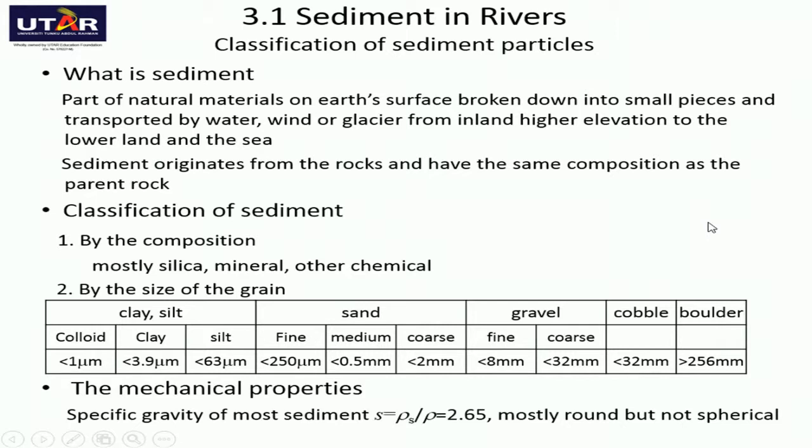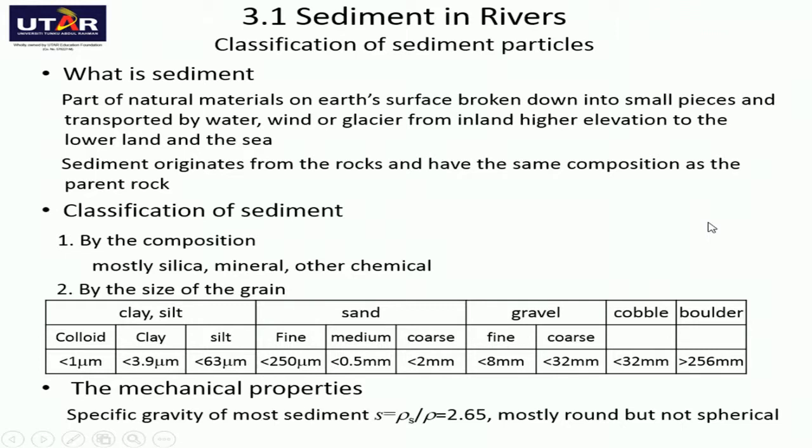The mechanical properties depend on the specific weight, which is dependent on the composition, and the size and the shape of the individual grains. Since the composition is mostly silicon-based compounds, unless the river carries such things as heavy metals like gold, the specific gravity may be considered fixed around 2.6. The shapes vary, but mostly round, especially after they are eroded as they are transported. So the main difference is the size of the grain. So we classify by the size of the grain.